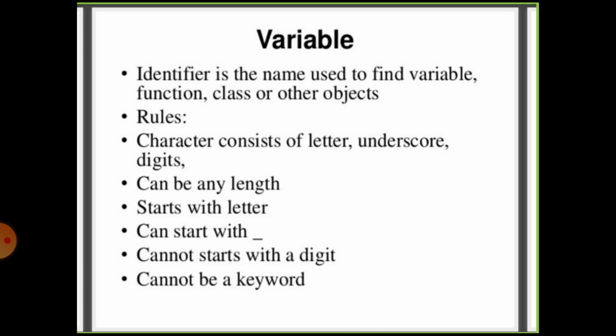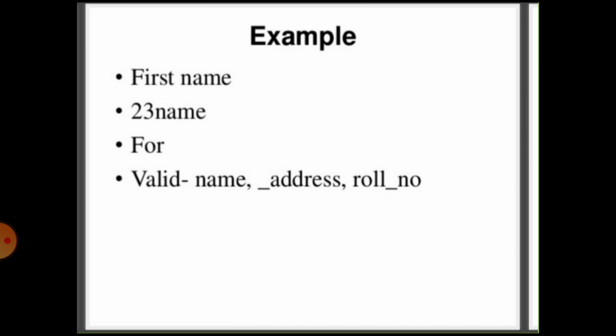It means that if you are creating a variable and you use a digit as the first character of the variable, you cannot create it, it is an invalid variable. So it cannot start with a digit, and it cannot be a keyword. You cannot use a keyword as a variable. So here are some examples. The first example, first space name, is invalid because there is a space. You cannot use a space in a variable name.